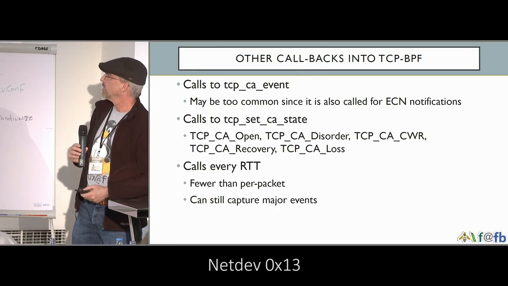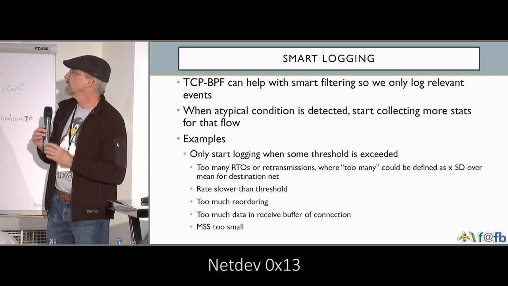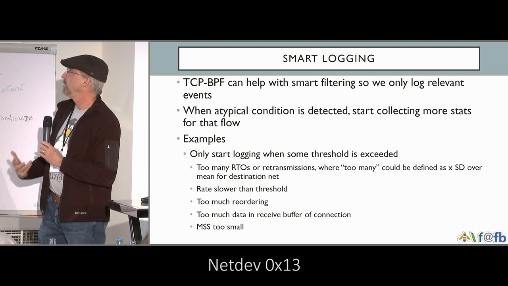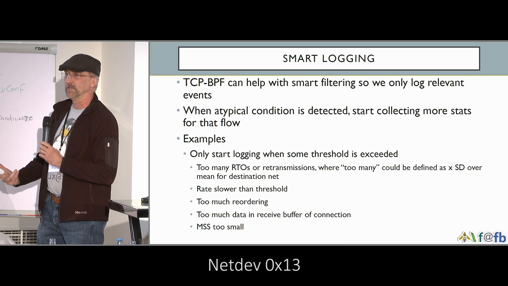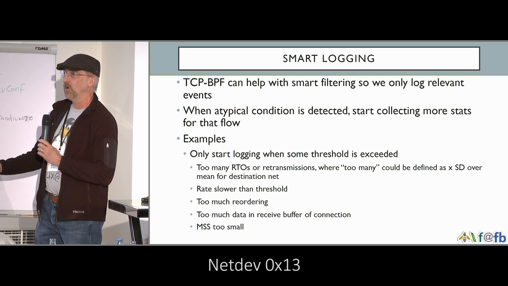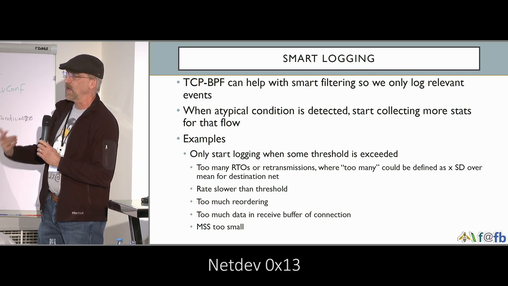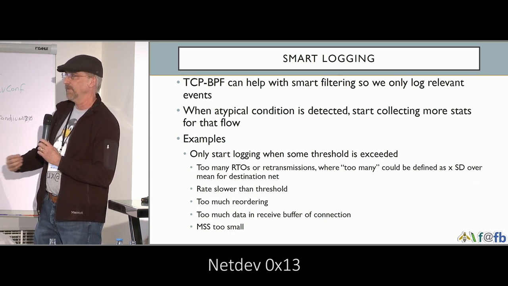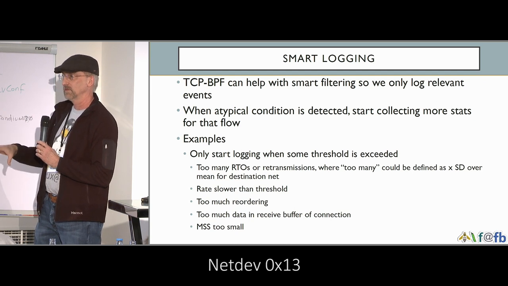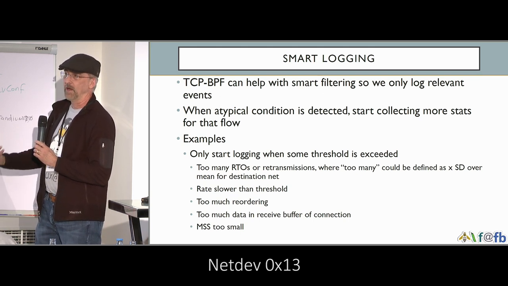And this is what I was talking about: we want to be able to do some smart filtering in TCP BPF to only log relevant events. I don't want to be capturing the stats of every flow if they're behaving fine. We want to be able to detect atypical, abnormal flows, and then start collecting more data for those. Right now we could do it triggered by an abnormal number of RTOs or retransmissions, but maybe we want to be smarter about it.